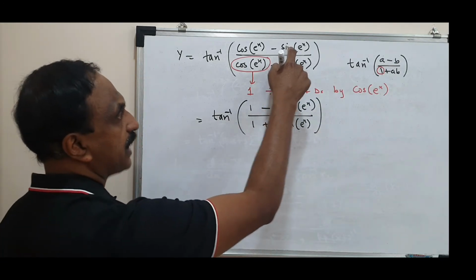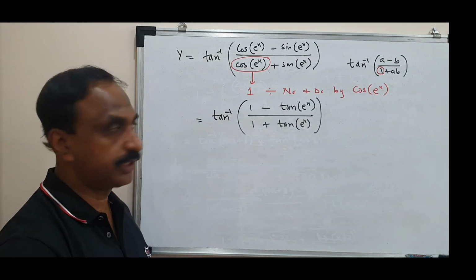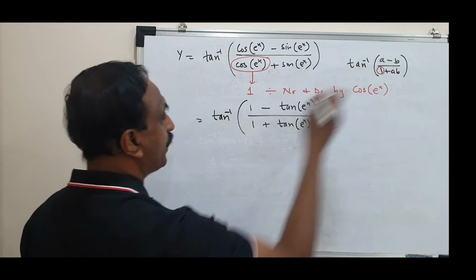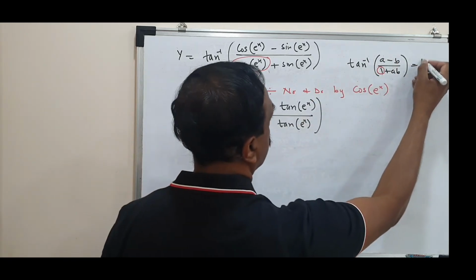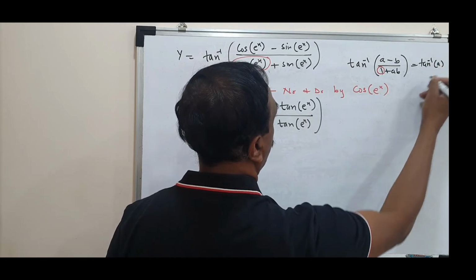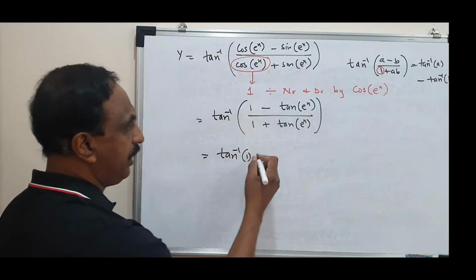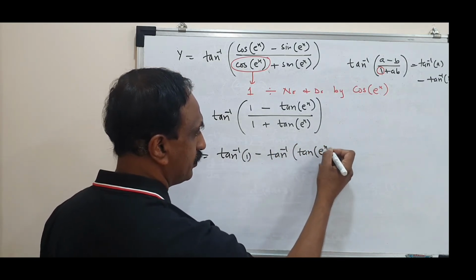So sine upon sine divided by cos is tan. So I've written directly, dividing numerator and denominator by cos e raised to x. Now you can apply the same formula. Tan inverse of first number, tan inverse of A. What is this formula? Tan inverse of A minus tan inverse of B. So tan inverse of A minus tan inverse of tan e raised to x.